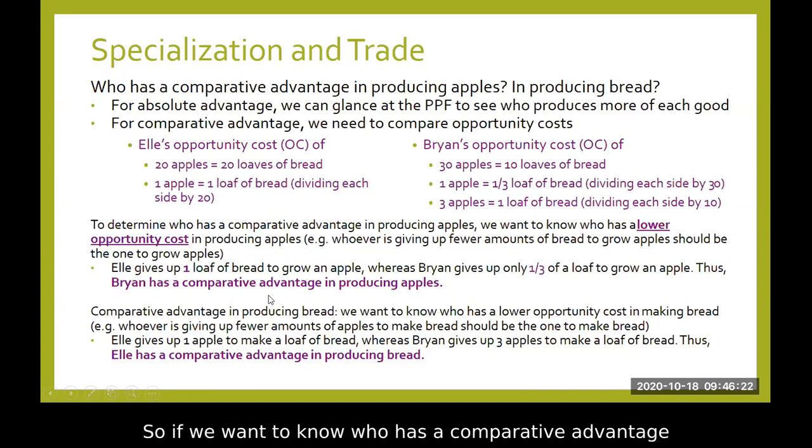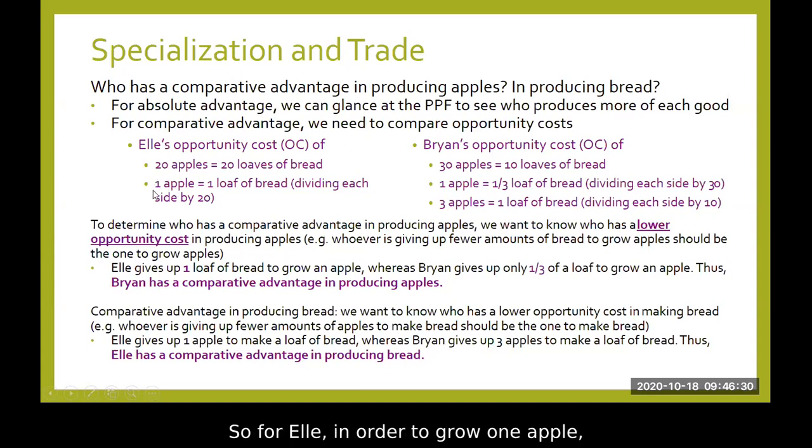So if we want to know who has a comparative advantage in producing apples, we can look at these ratios here. So for Elle, in order to grow 1 apple, Elle gives up 1 loaf of bread. Whereas Brian, in order to grow 1 apple, he gives up 1/3 of a loaf of bread. So because he's giving up less, he's only giving up 1/3 rather than 1 whole, he should be the one to grow apples.